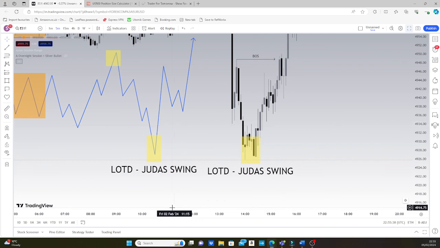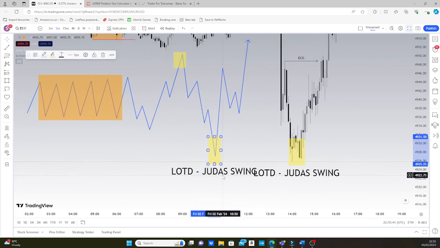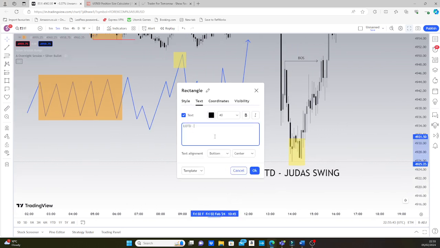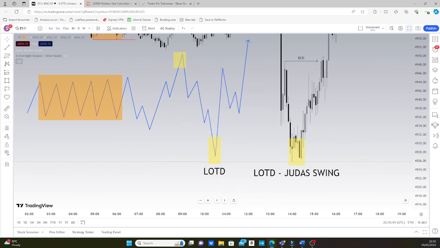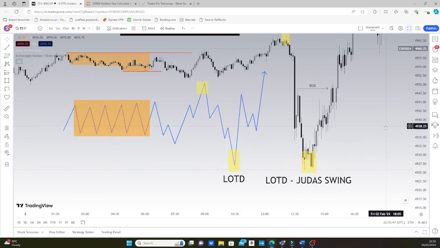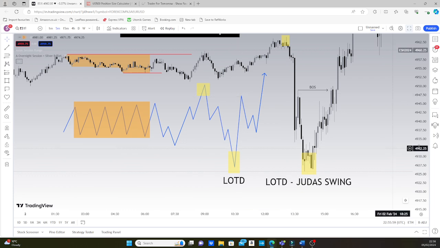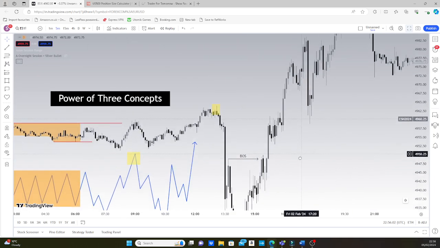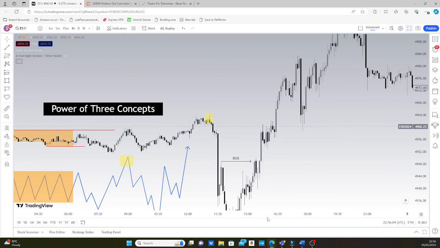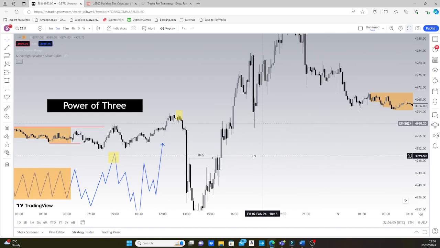So this is how we identify it using basic ICT concepts. In order for us to validate our Judas swing, we must have a break of structure above or below the Asian range. Sorry, in this case we're bullish, so we want to look for a Judas swing below the Asian range to represent that manipulation. After that, we see a break of structure to the upside, and that's what completed our bullish day. And then on Monday, we look to see a continuation of that potentially.